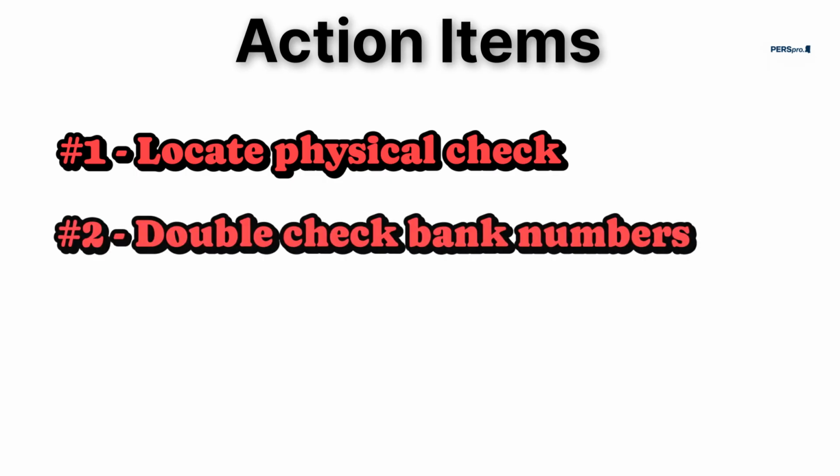If you are completing Form 9P, here are your action items for today. 1. Locate a physical check from your primary account and write void across it, or download an official direct deposit verification letter from your bank. 2. Double-check your numbers. Ensure the routing and account digits written in Section 5 perfectly match your attached bank documentation.